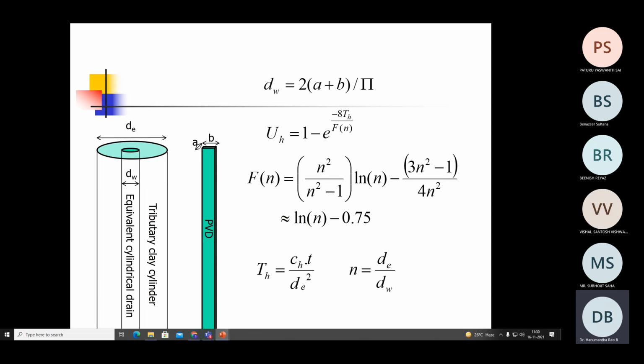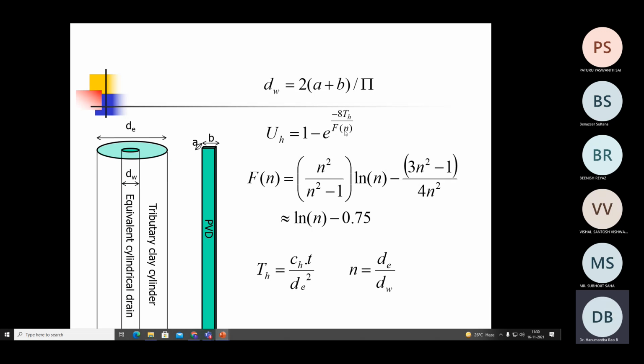These are the equations proposed by Barron, where first of all dW is calculated as 2 into (A plus B) by pi. A is the width of the PVD, B is the thickness of the PVD. Here you can see this is the PVD, dW is the equivalent diameter of the PVD, and dE is the zone of influence of the PVD. The average horizontal degree of consolidation can be calculated using the formula 1 minus e power minus 8 Th by F of n.